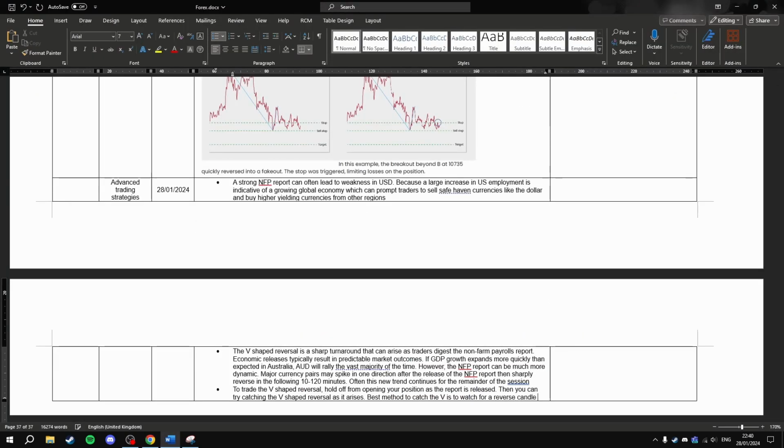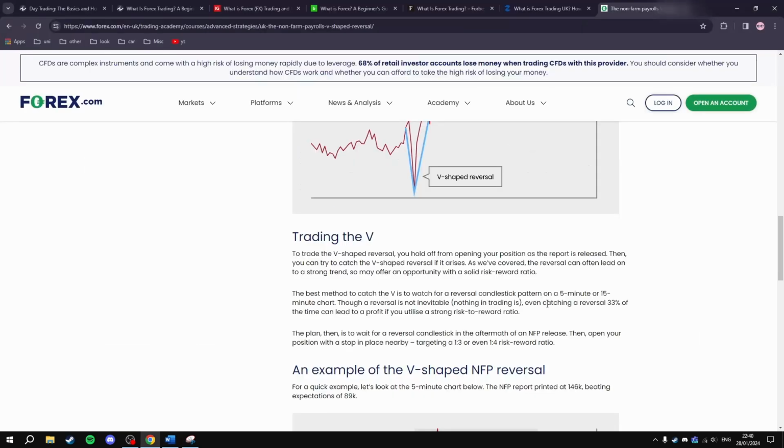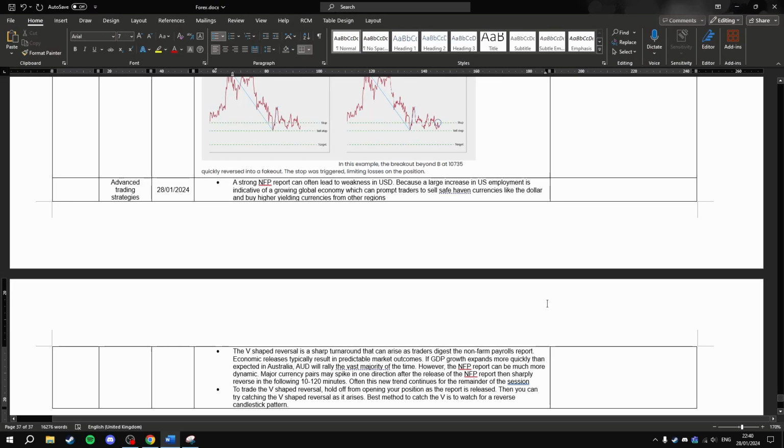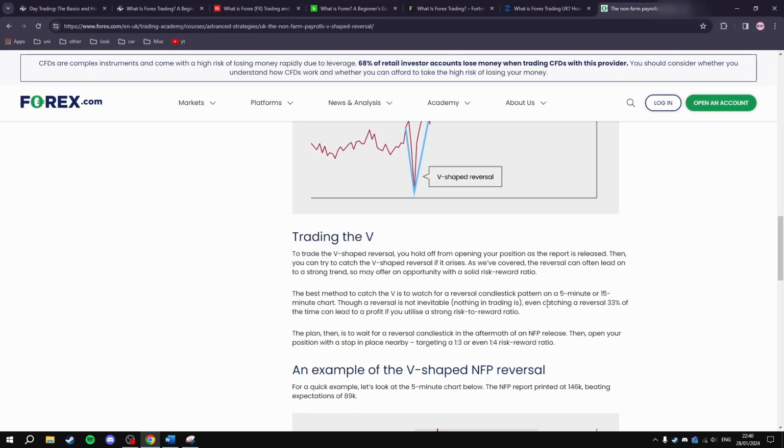Reverse. That should be a green, shouldn't it? Because it goes up. On a 5-minute or a 15-minute chart. Though a reversal is not inevitable, nothing in trading is. Even catching a reversal 33% of the time can lead to profit if you utilize a strong risk to reward ratio.